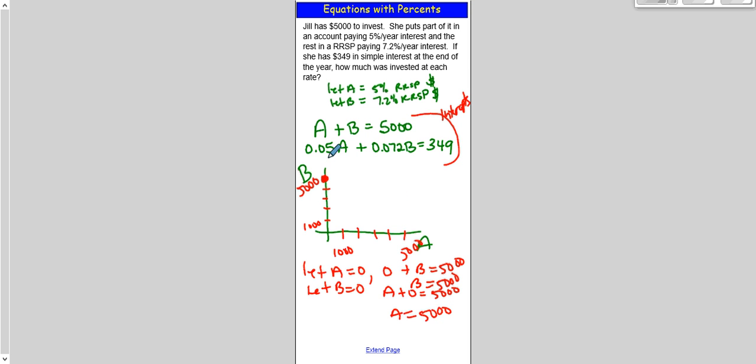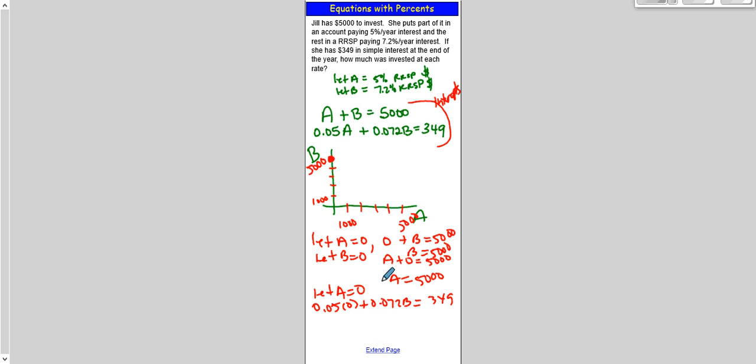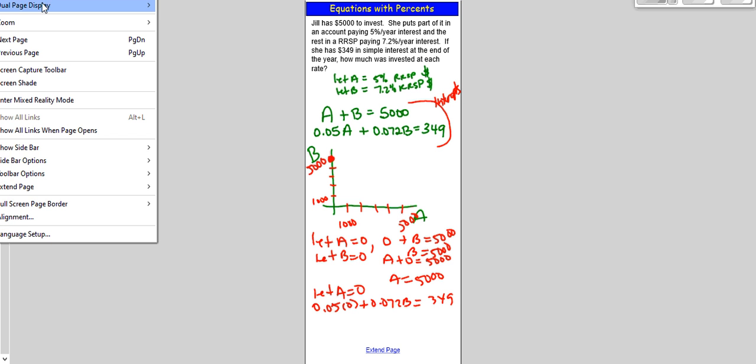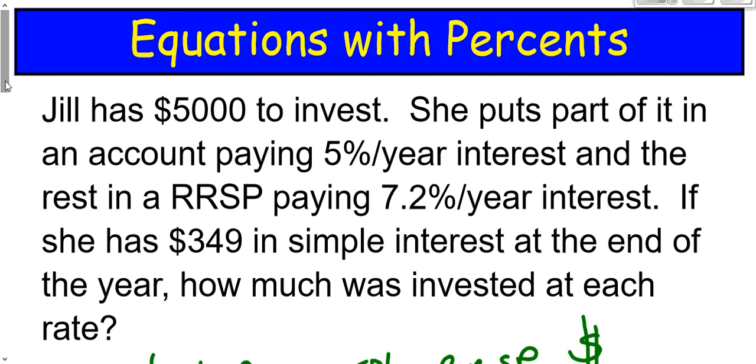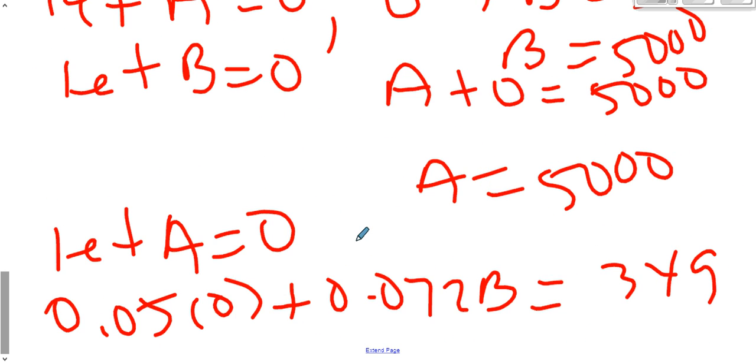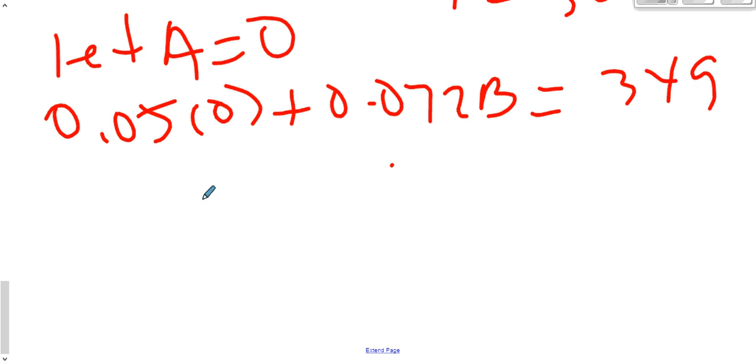Okay. Now, we're going to do the same thing here. We're going to use our intercepts, and I'm going to let A be 0. So when I let A be 0, I get 0.05 times 0 plus 0.072B equals 349. And I can tell that this is getting really tight. So let me just change my view. Oh, now it's really big, but that's okay. All right, let's go down here because I want to solve this and I want you to be able to see it.